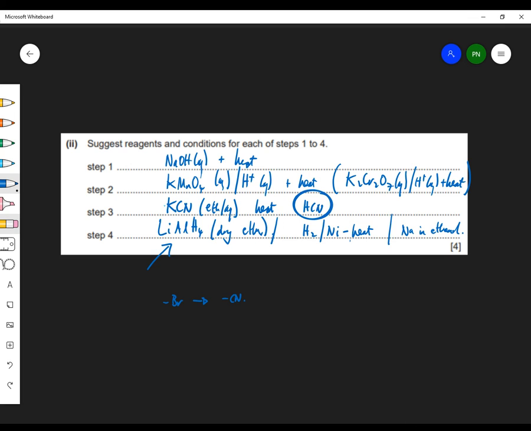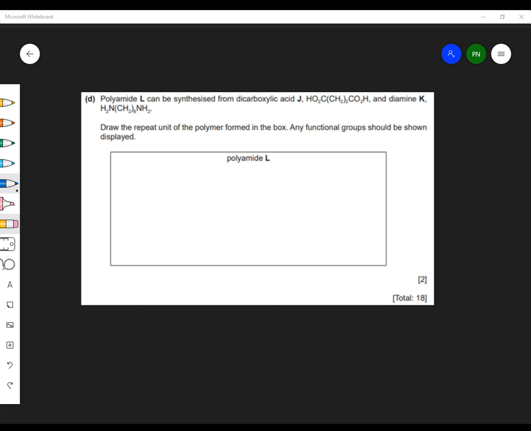All right, let me go to the next one. We're zooming through this one. Okay, this is the last question. Polyamide L can be synthesized from J and K. Draw the repeat unit. Okay, now these are trickier than they look actually.